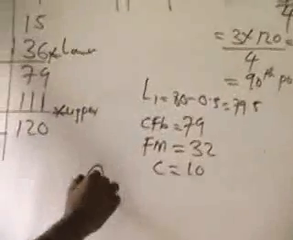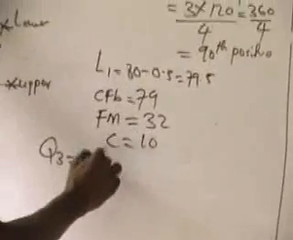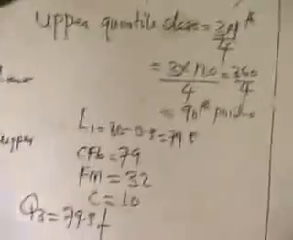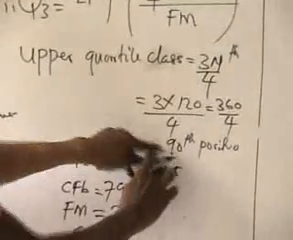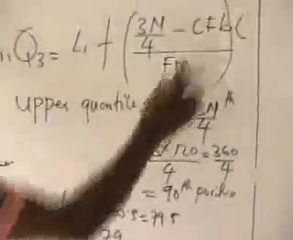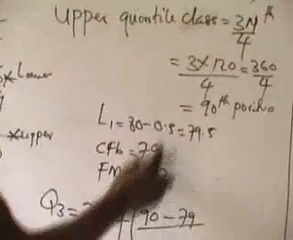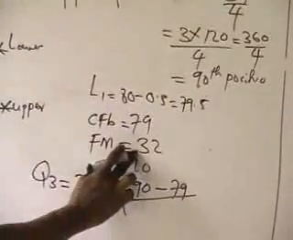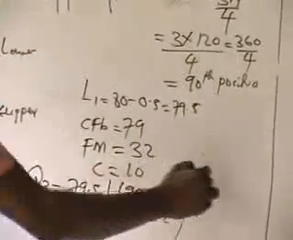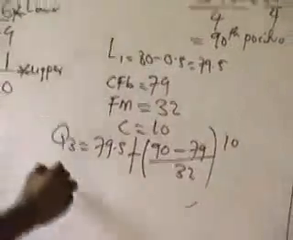Our Q3: what's my L1? 79.5. Then plus 3n over 4, which we have already done. What do we get? 90, so just put it as 90. Minus CFB. What's my CFB? 79. Then all over FM. What is my FM? 32. Then bracket C. What is my C? 10. That is just about that. Very simple.